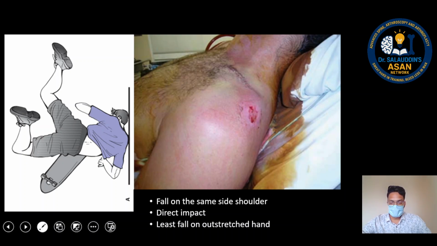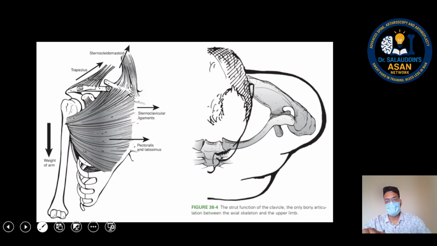The clavicle bone is the only bone that acts as a functional link between your axial skeleton and the appendicular skeleton. So if this bone is fractured, then the link between your axial and appendicular skeleton is lost, so the function is also lost. That is why it is important to know the classification of these fractures and how we are going to treat them.